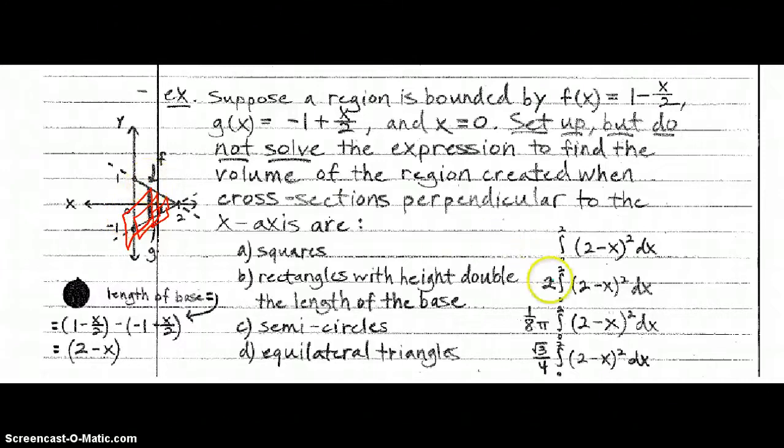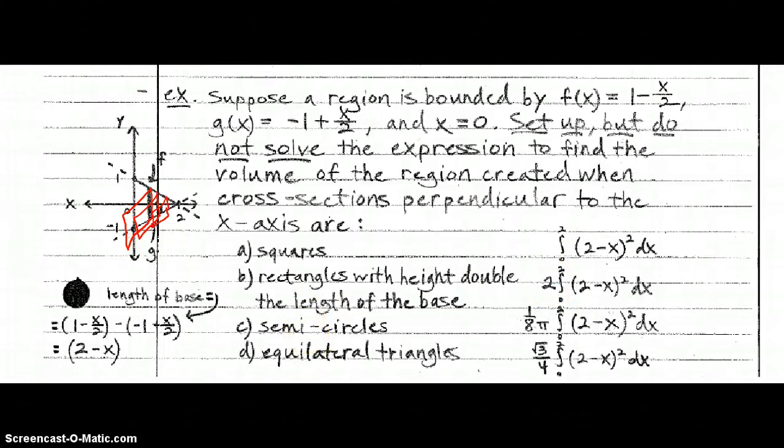And you can see in my answer that I popped that 2 out front, so it's 2 times the integral from 0 to 2 of my base, 2 minus x squared dx. Very similar to a square, but the coefficient that we use for our height goes out front of our integral.